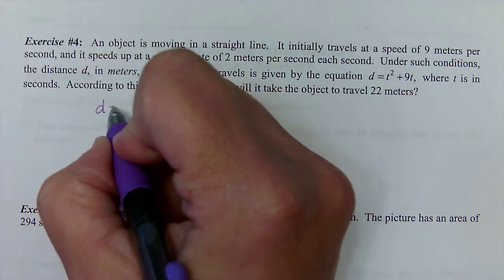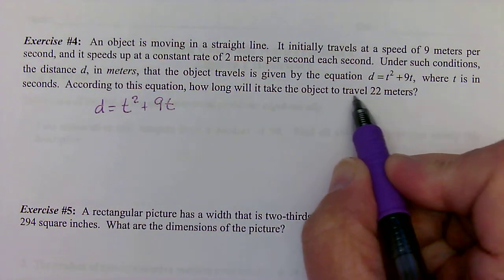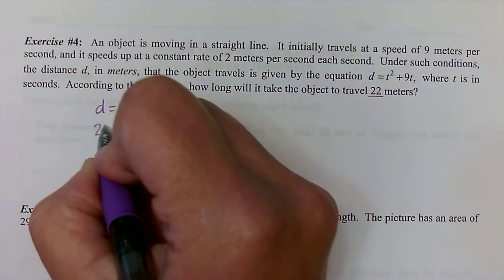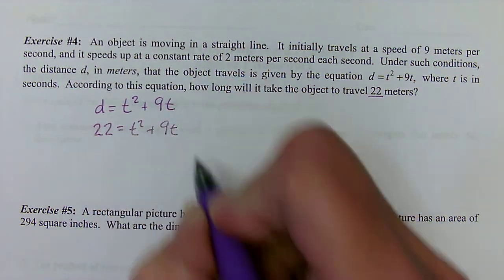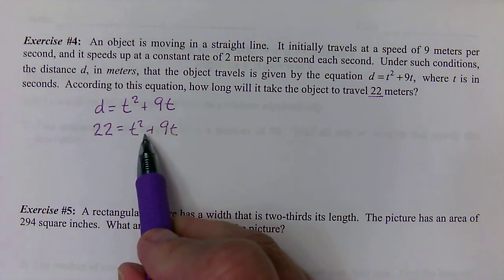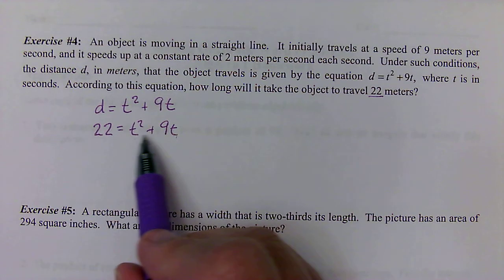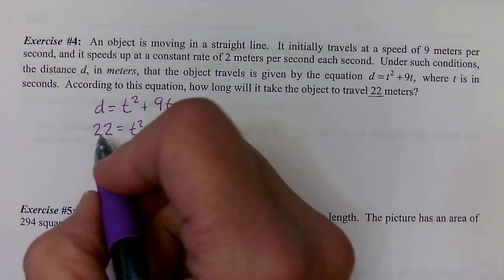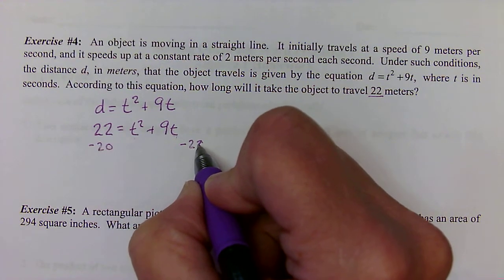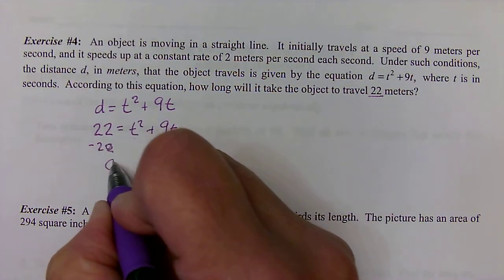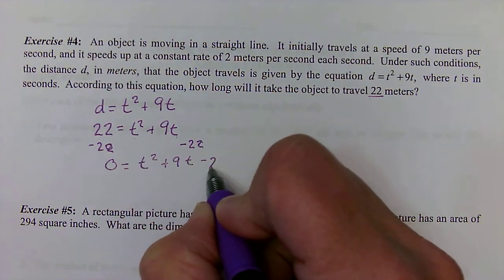Well, they gave us the equation d equals t squared plus 9t, and they said the distance they want it to travel is 22 meters. So we substitute 22 in for our d. It's a quadratic equation because the highest power on the variable is 2, and there are two terms with different powers that include the variable, so we need to get 0 on one side. So we're going to start by subtracting 22 from both sides. That gives us 0 equals t squared plus 9t minus 22.